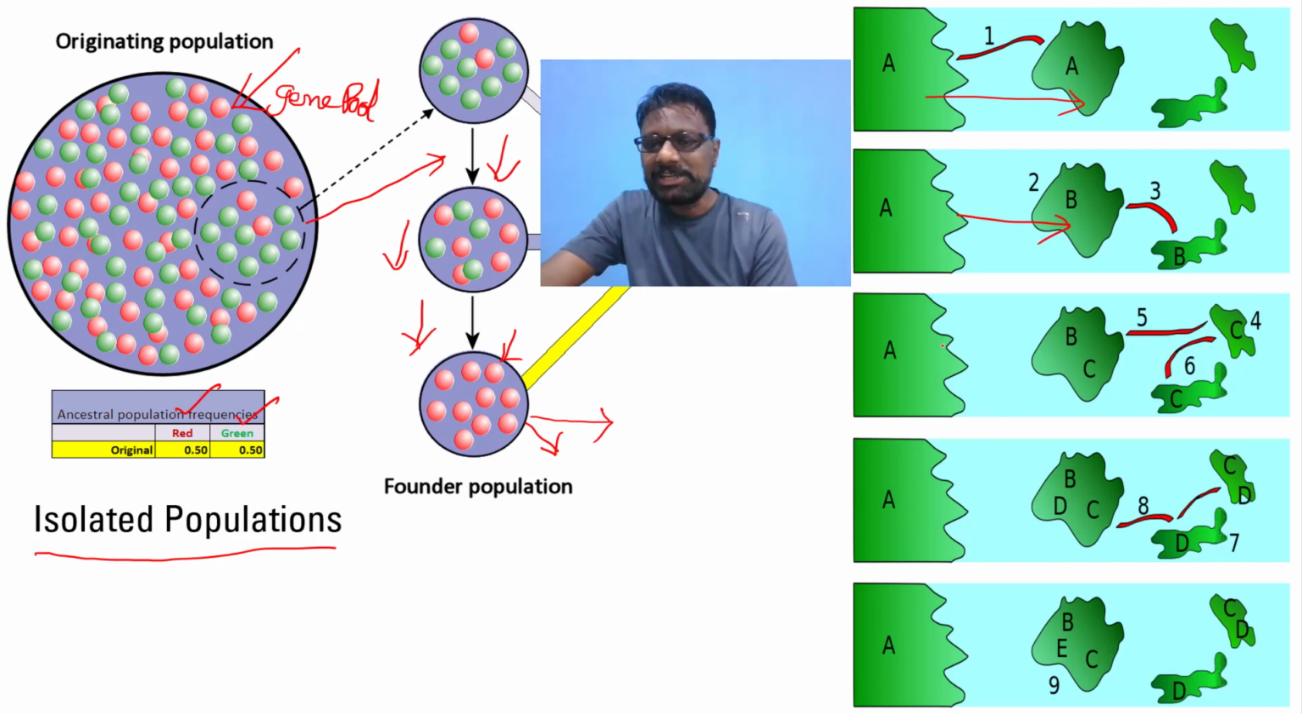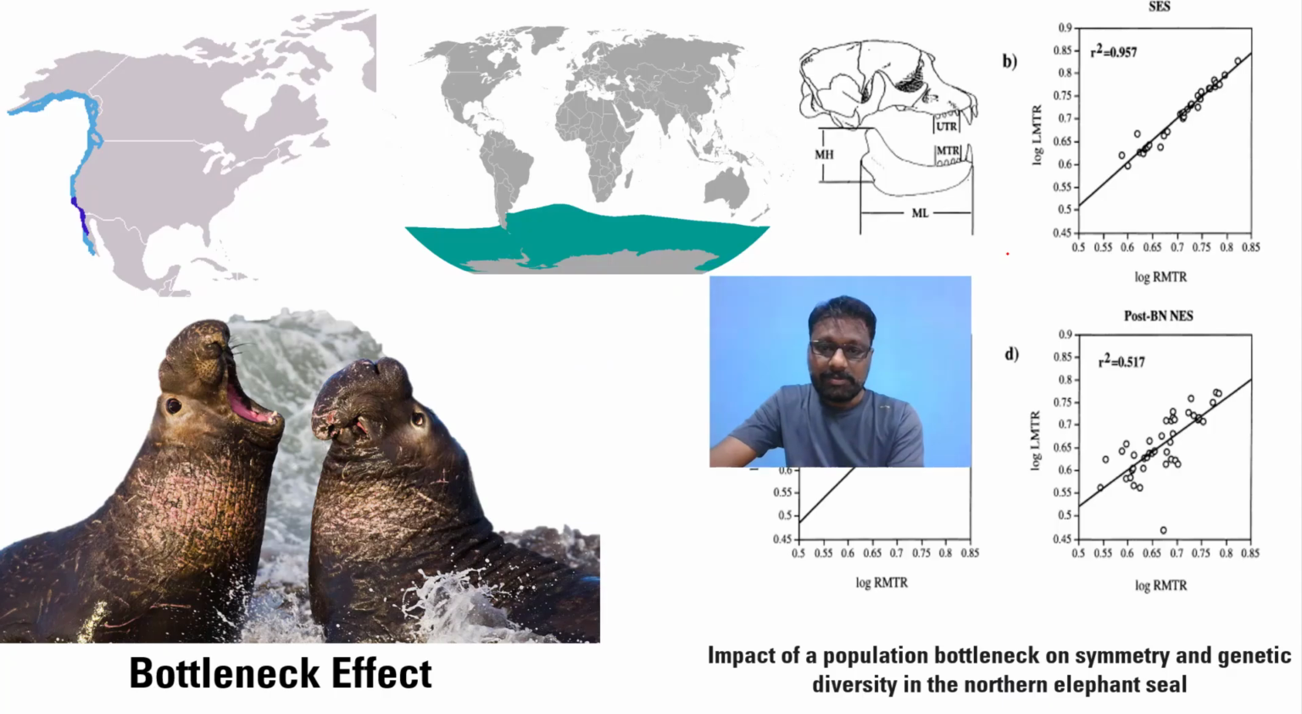Basically, this isolation mechanism clearly shows that random chance changes the allelic frequency when the population is very small, and the newly formed population will have a lot of implications and differences in genetic diversity, which is considered the founder population.